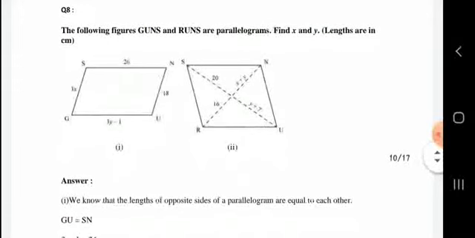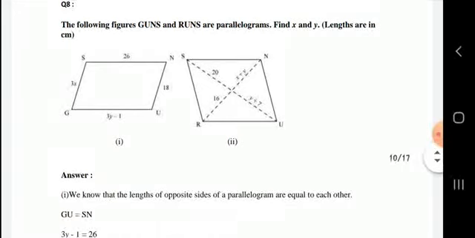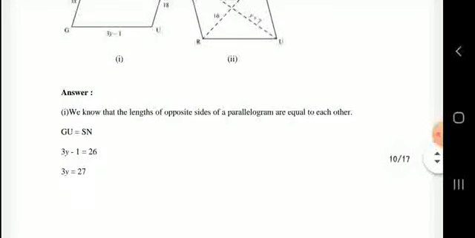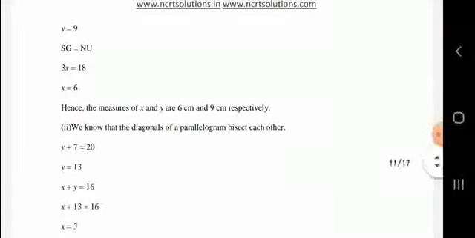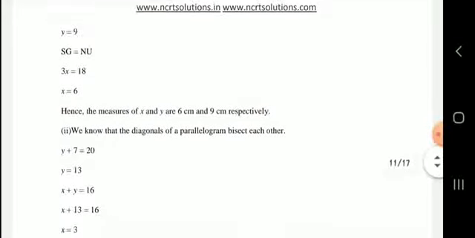Next, here they have given the following figure, whose diagonals bisect each other. So therefore g is equal to x. So 3y minus 1 is equal to 26. So therefore 3y is equal to 27. Next, y is equal to 9. So therefore the other pair is equal, and 3x is equal to 18. So therefore x is equal to 6.